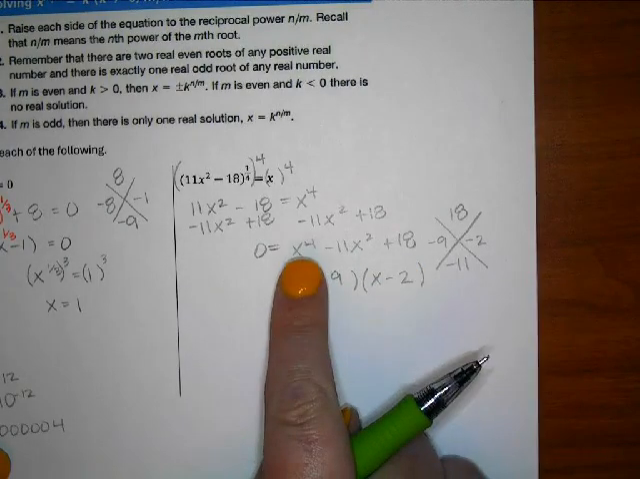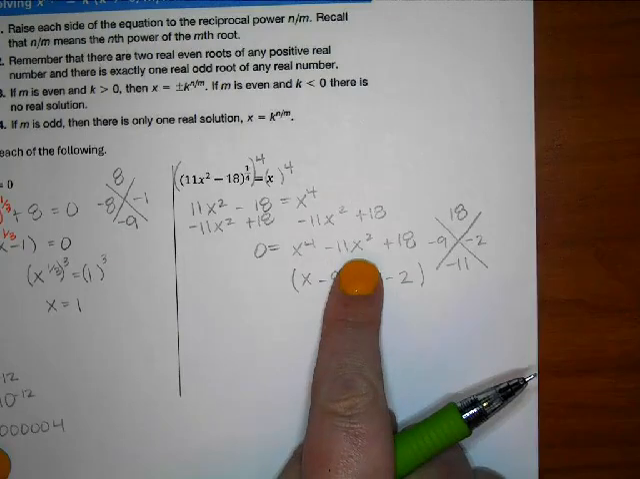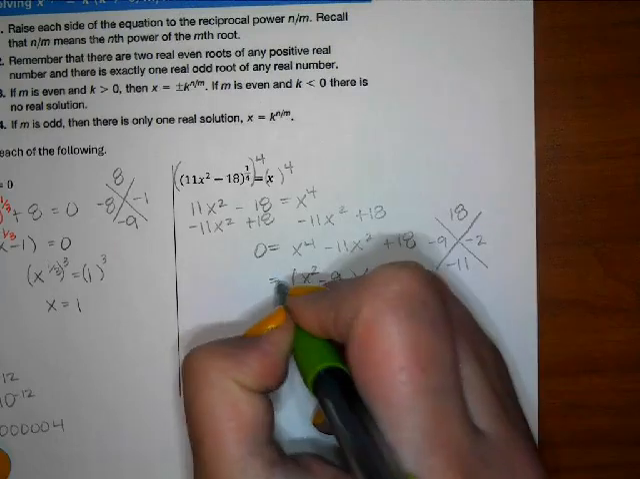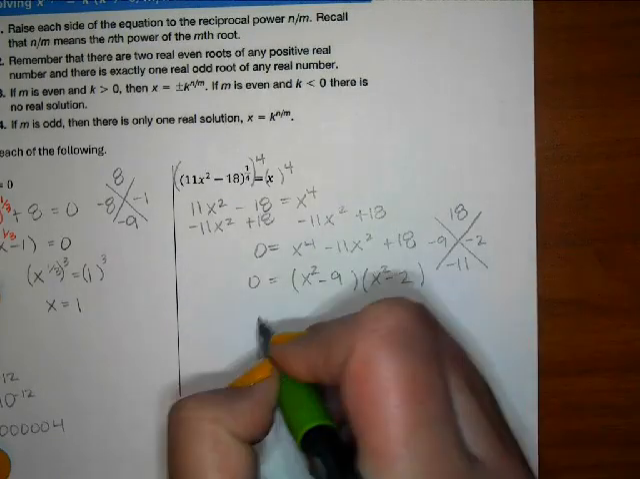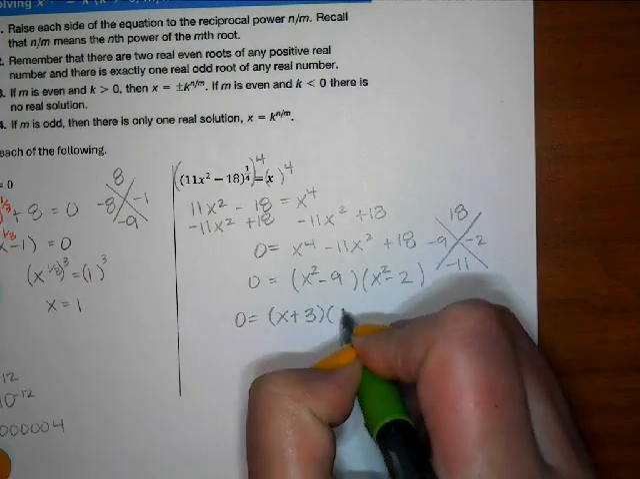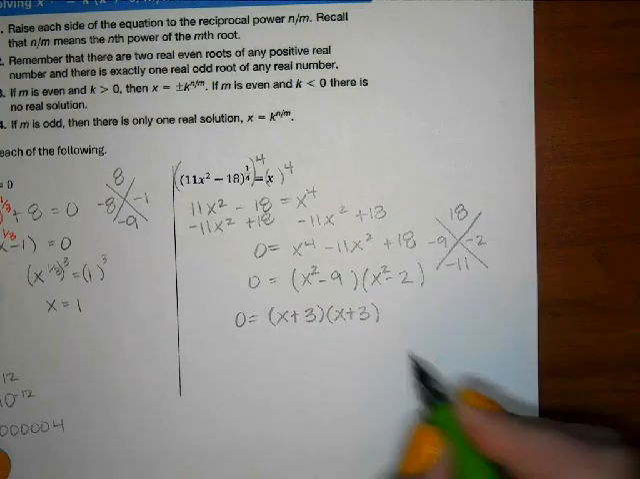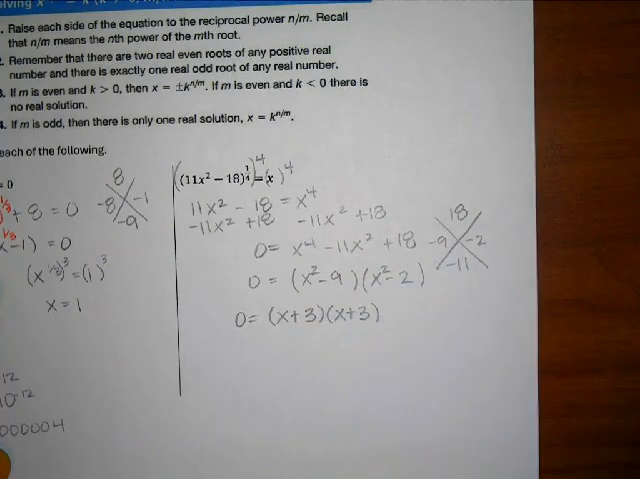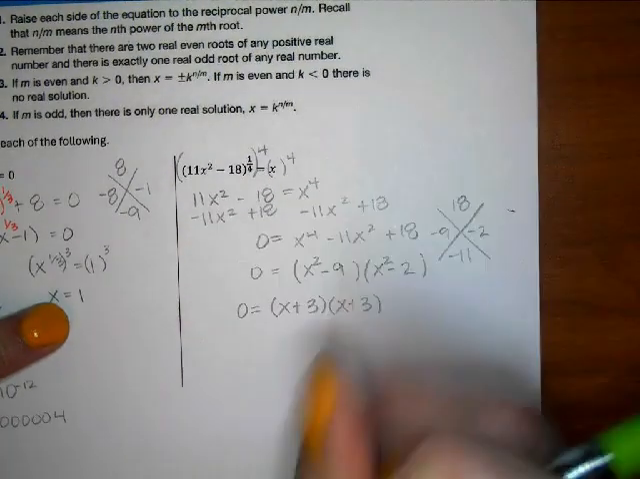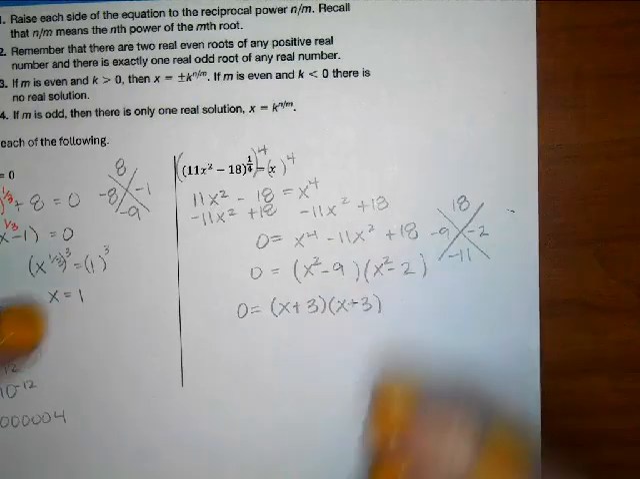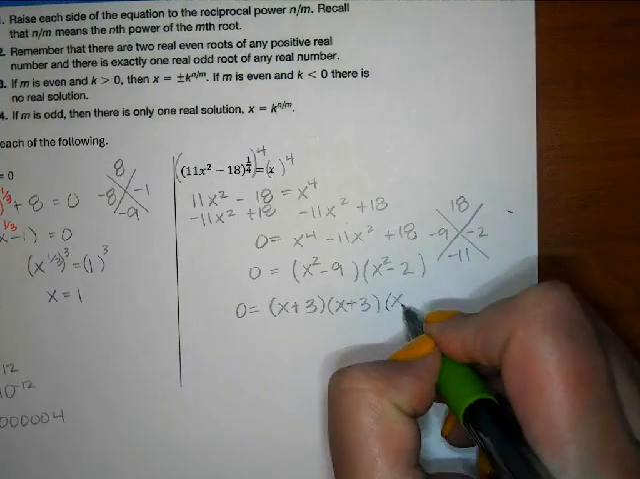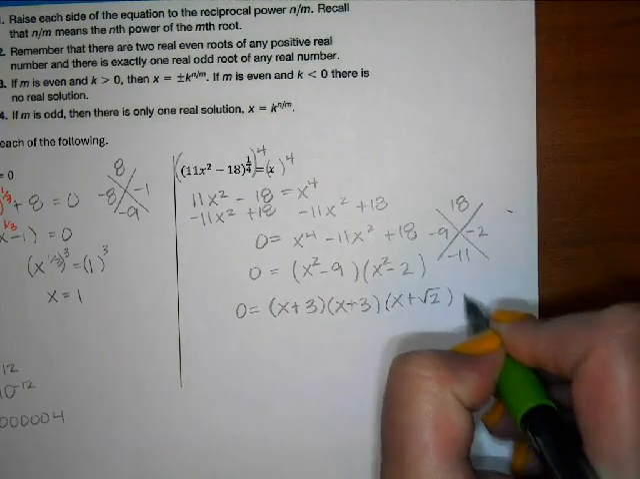So I can factor those. Those are both difference of squares. Technically the second one isn't, but we can just use radicals. So 9 is a perfect square, so we can do x plus 3, x minus 3. And then for the next one, we'll go ahead and use difference of squares. Even though 2 is not a perfect square, we'll just use root 2, x plus root 2, x minus root 2. And we have 4 solutions. Negative 3, 3, negative root 2, root 2.